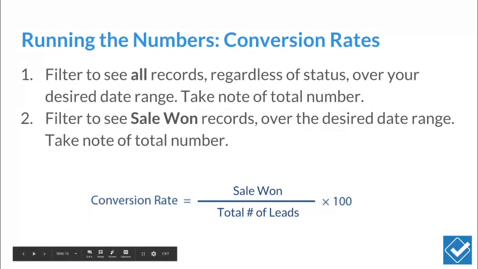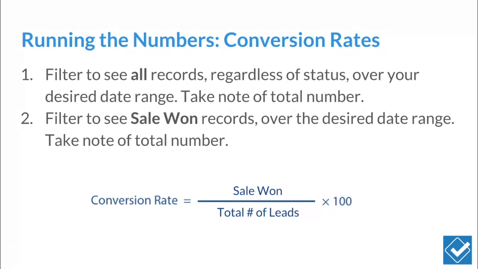You run 2 filters, see all of your records, regardless of status, all the records that came in over a date range. And then you want to see of these records that came in, which one of them have been won. The conversion rate formula is very simple. Sales won divided by total number of leads. And if you want to get this in a percentage form, multiply that by 100.